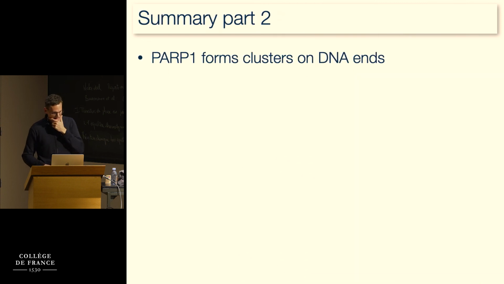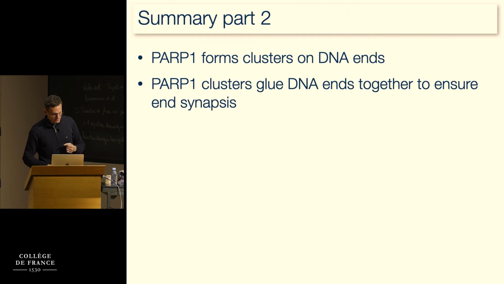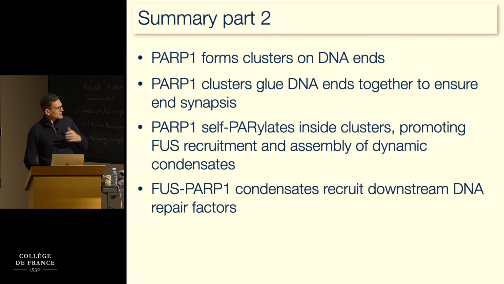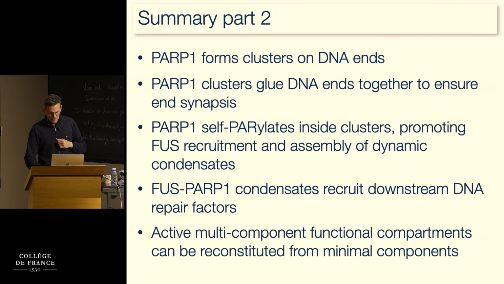Okay, summary part 2. PAR polymerase forms clusters on DNA ends. These clusters, we think, glue ends together. They tether them to ensure synapsis. PAR polymerase self-PARylates inside these clusters, promoting the recruitment of FUS and other molecules, and the assembly of these very dynamic condensates. And then FUS and PAR polymerase condensates recruit downstream enzymes. I didn't show you this, but we've already done some experiments there as well. So this also is possible, that you recruit enzymes downstream.